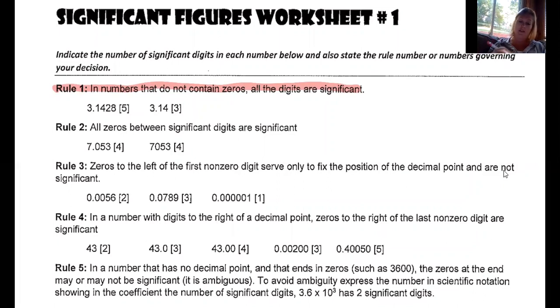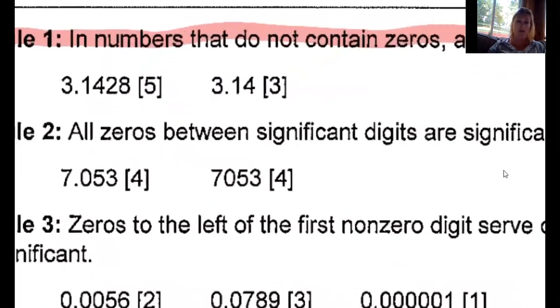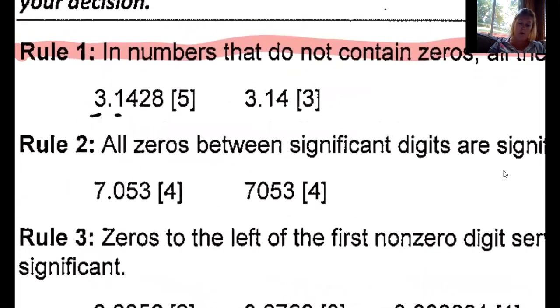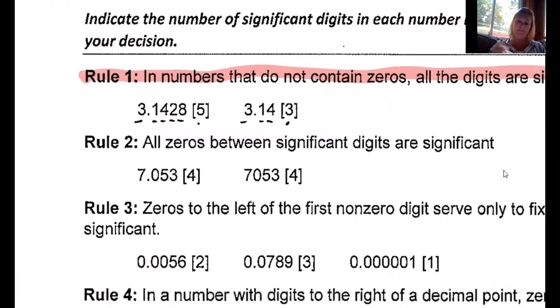Okay, so here's an example for that. We have 3.1428. That means there's 5 significant figures. No zeros in that number. We have 3.14. That means there's 3 significant figures in there because there's no zeros. Okay, so that's rule 1.